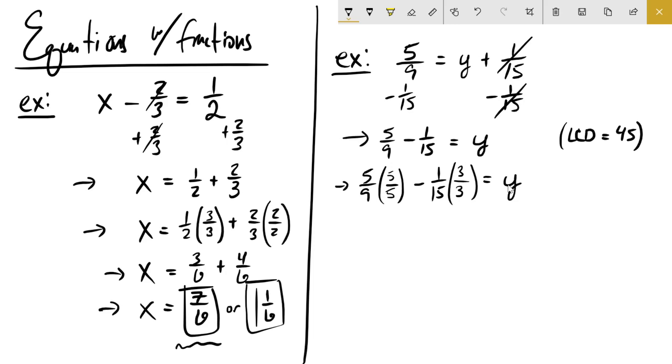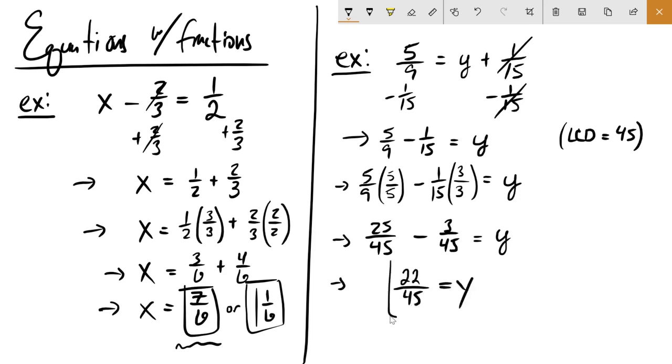So 5 times 5, this will become what? This 5/9 becomes 25/45. 1/15 becomes 3/45. Notice I'm not changing my sign. It stays subtraction the whole time. So now 25 minus 3, that gets us what? 22/45. You should check to make sure that it's not reducible. But I know it's not reducible.